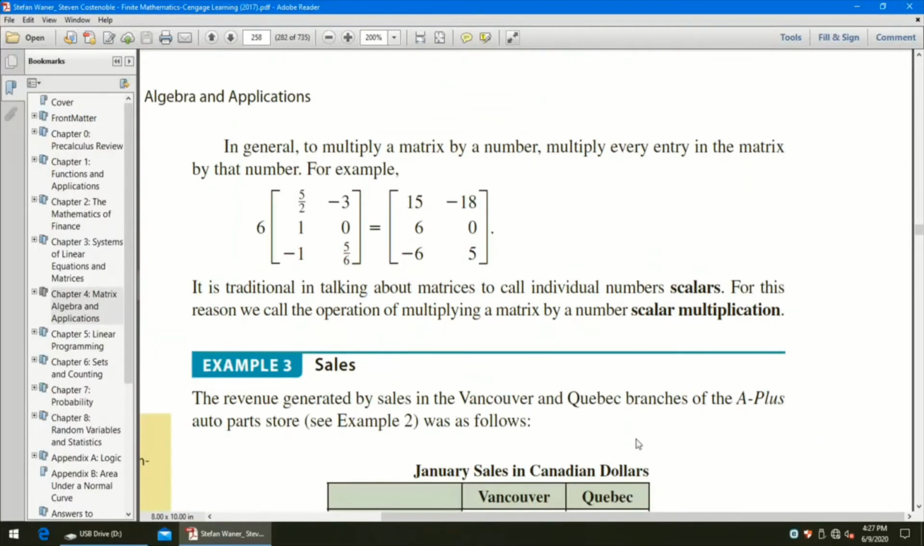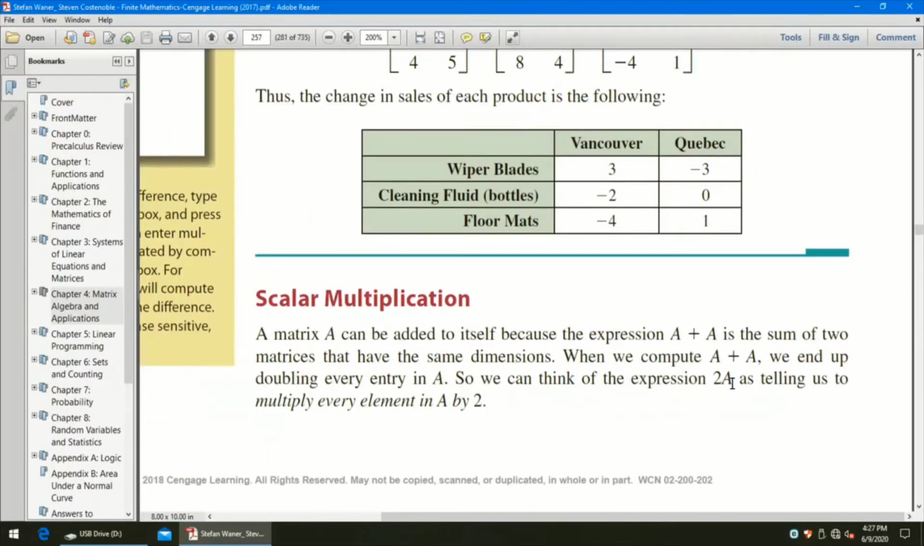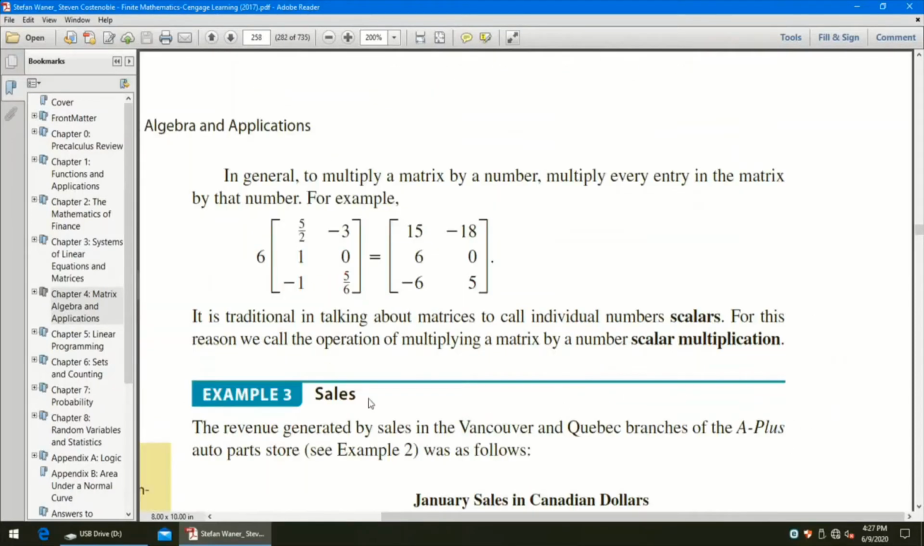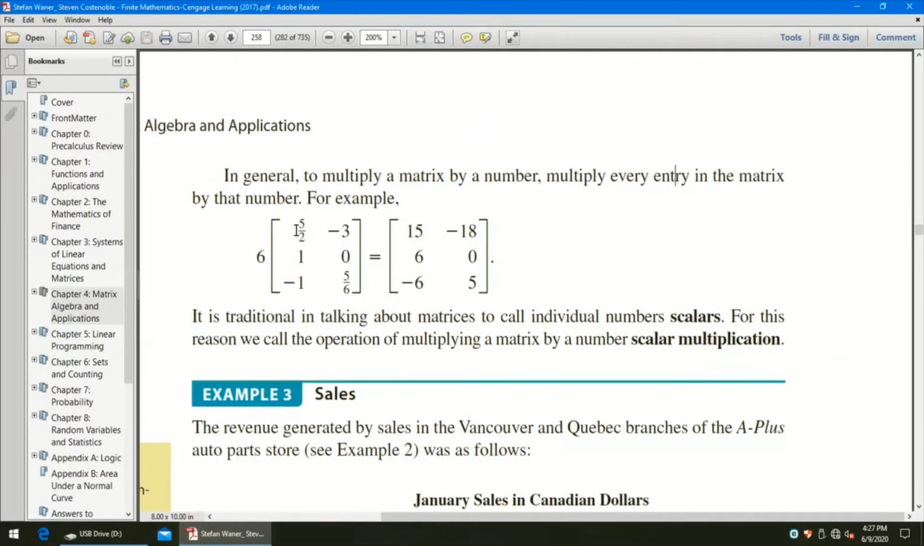And we have scalar multiplication now. A scalar is just a number, and you multiply each and every element of the matrix by that number. So for instance, they're giving you a matrix with these entries, 5 by 2, minus 3, 1, 0, minus 1, 5 by 6. And you multiply each entry by a scalar quantity, which is 6.